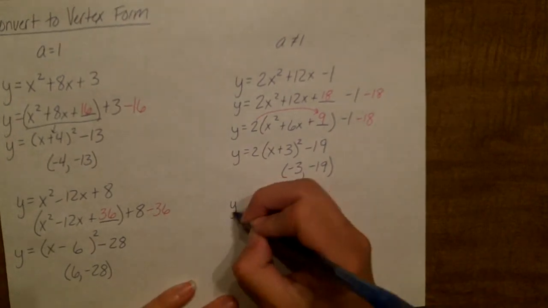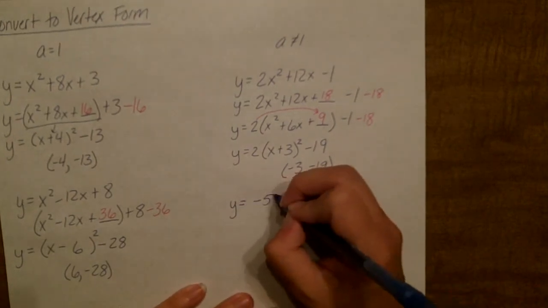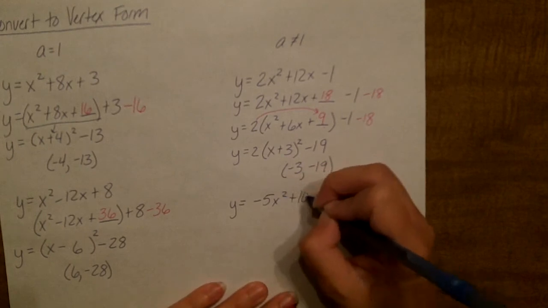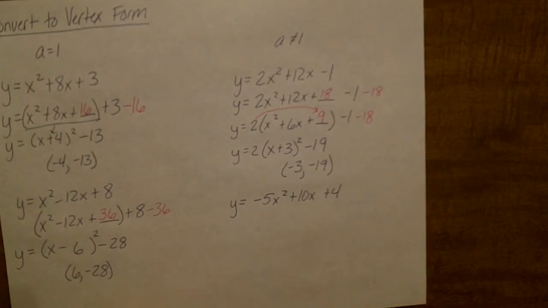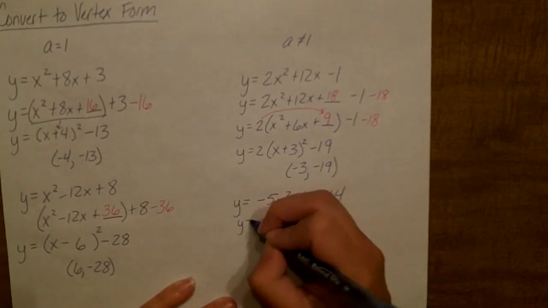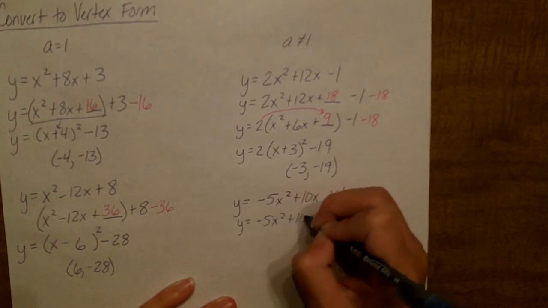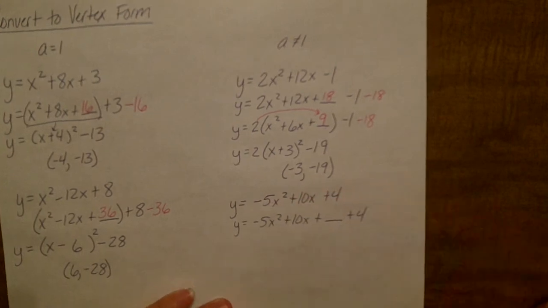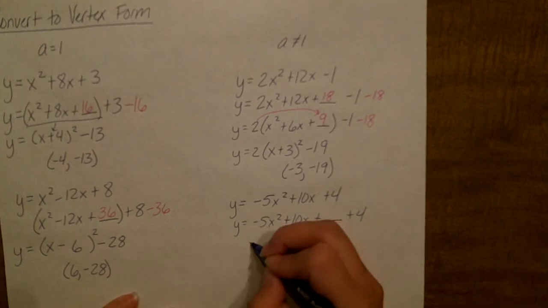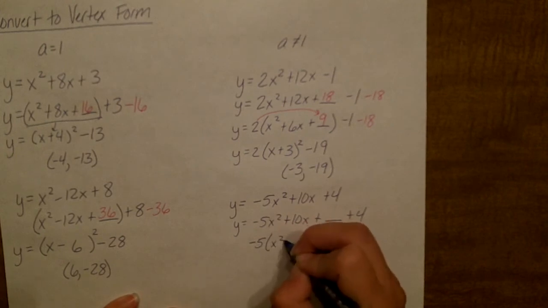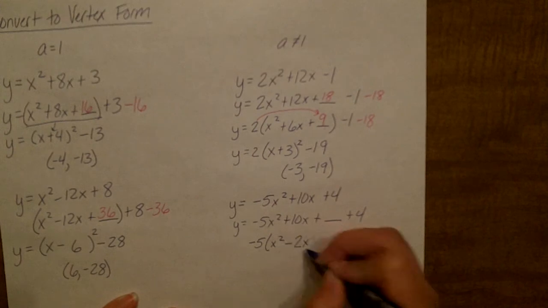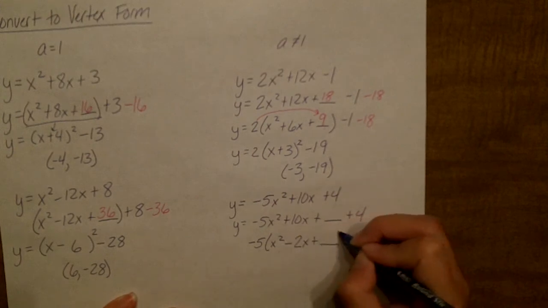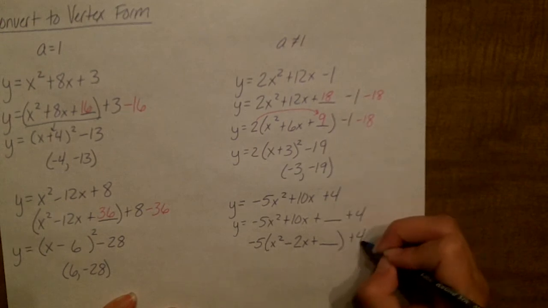We'll do one more, where a is something other than 1. If I want to take this and convert it to vertex form, first thing I need to do is move the number on the end over out of my way. Now I'm going to factor. I have a negative 5 out front, so if I factor that out, I'll be left with an x squared. 10 divided by negative 5 will leave me a negative 2x in the middle. My 4 is still on the end.